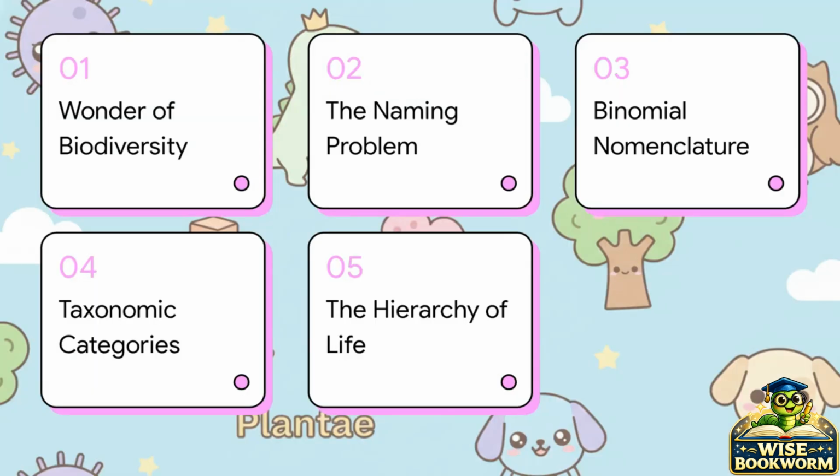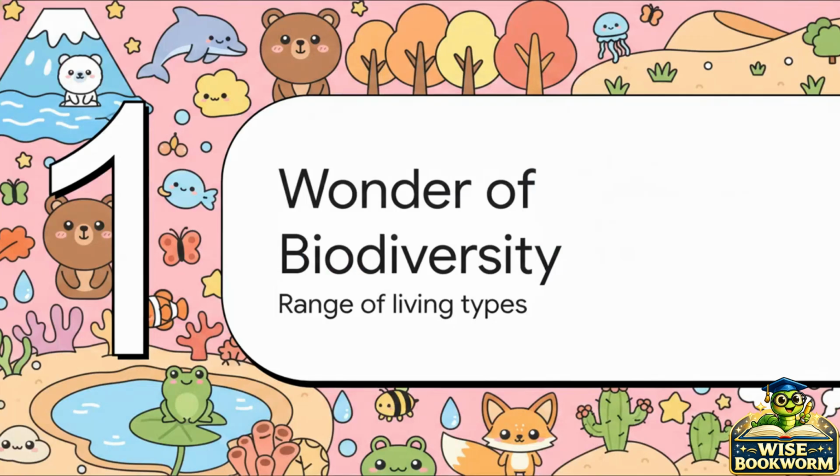Here is our roadmap for today. We'll start with the wonder of biodiversity, move on to solving the massive naming problem, break down the rules of binomial nomenclature, understand taxonomic categories, and finally, map out the grand hierarchy of life. Let's jump in. Section 1.